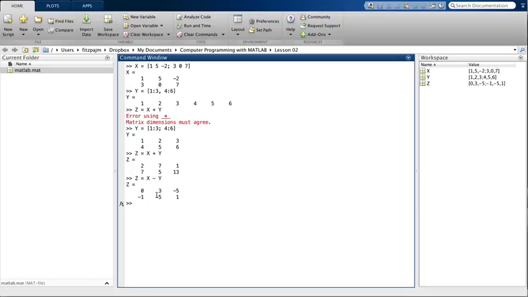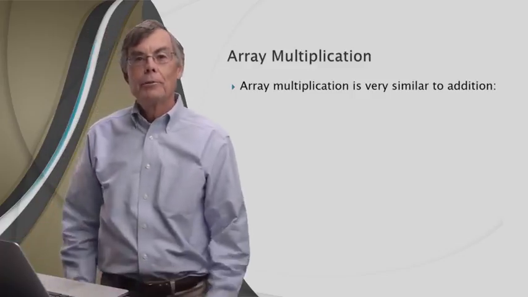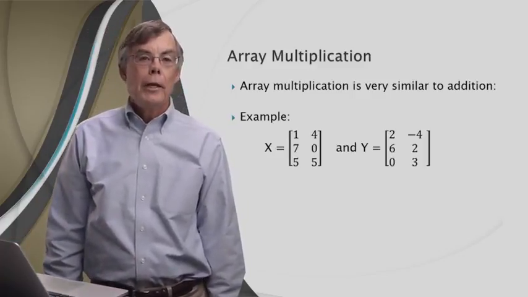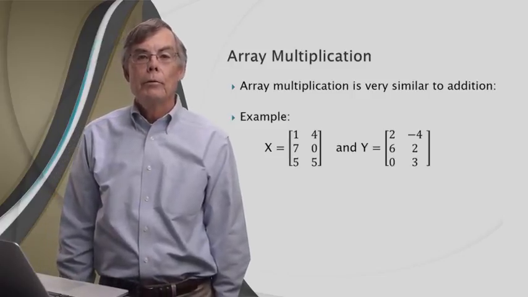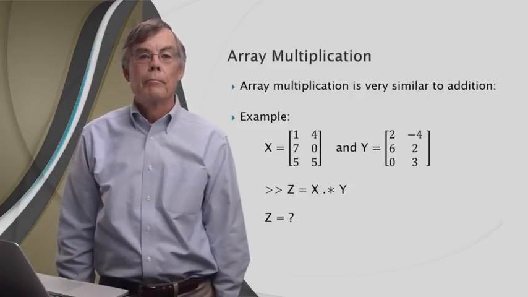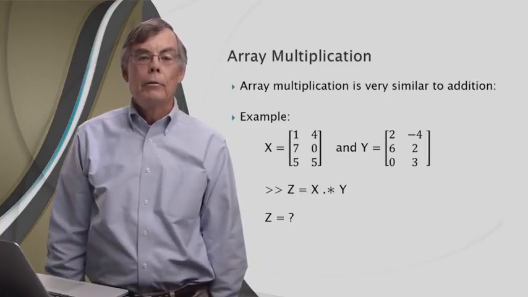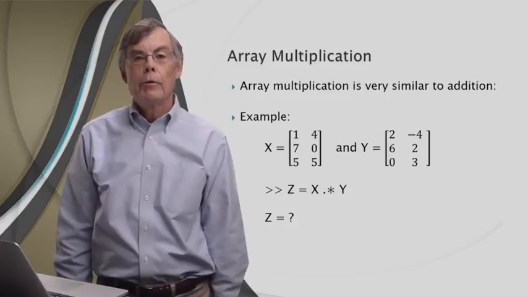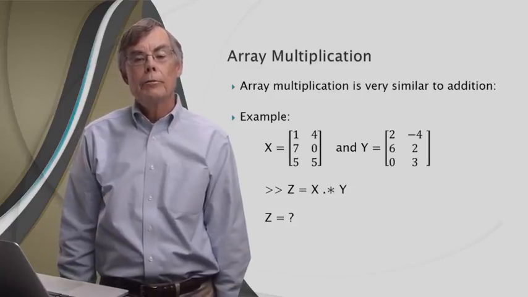And what about this minus 5 on the second row of z here? When we did subtraction, we had a 0 there for x, and we had a 5 for y. 0 minus 5 gives us minus 5. And we can do a similar thing with array multiplication. Array multiplication is very similar to array addition. We'll use the same example, x and y, that we used to illustrate addition. If we want to do array multiplication, we use the dot asterisk operator. So we say z equals x dot asterisk y.